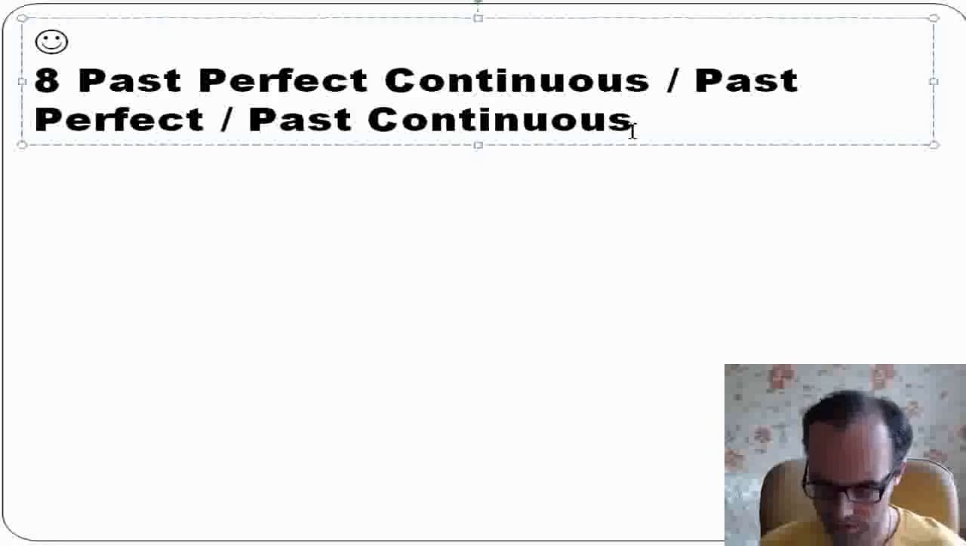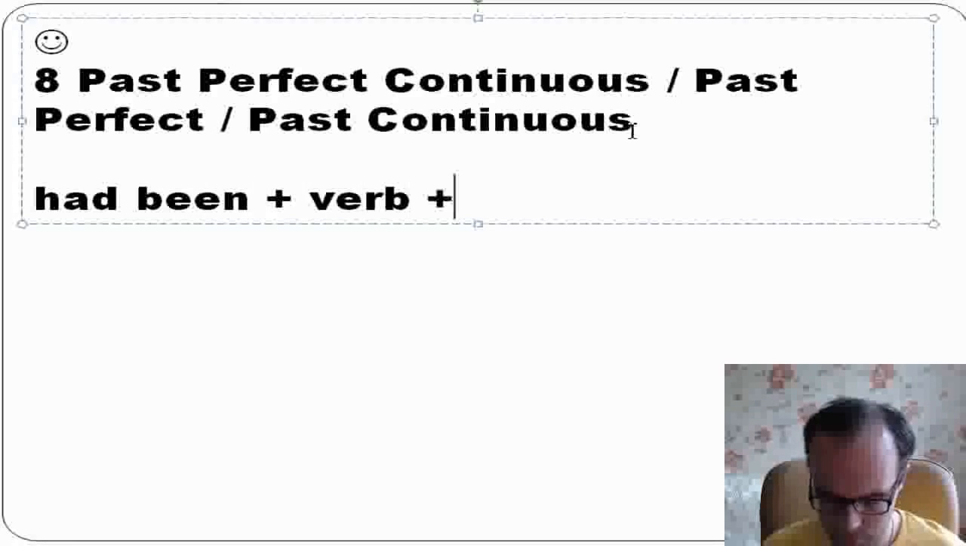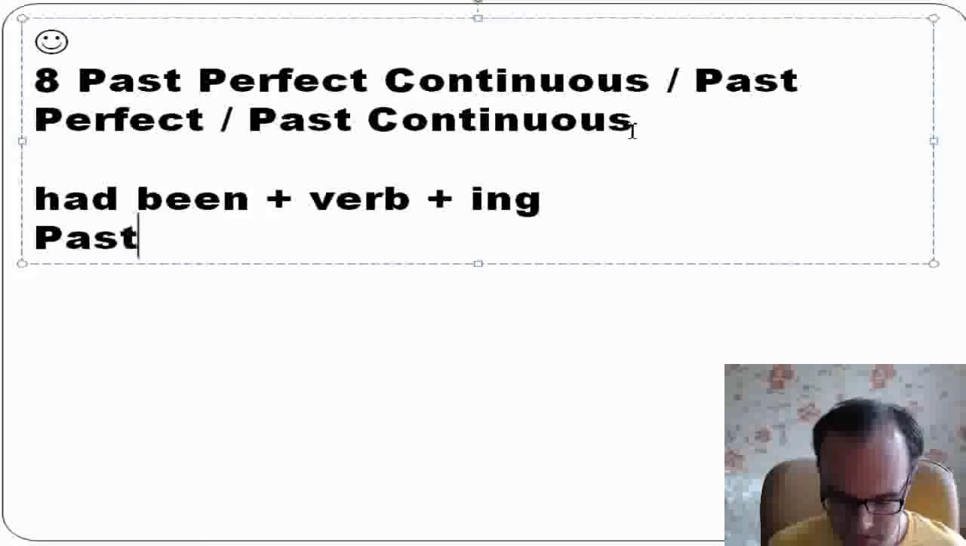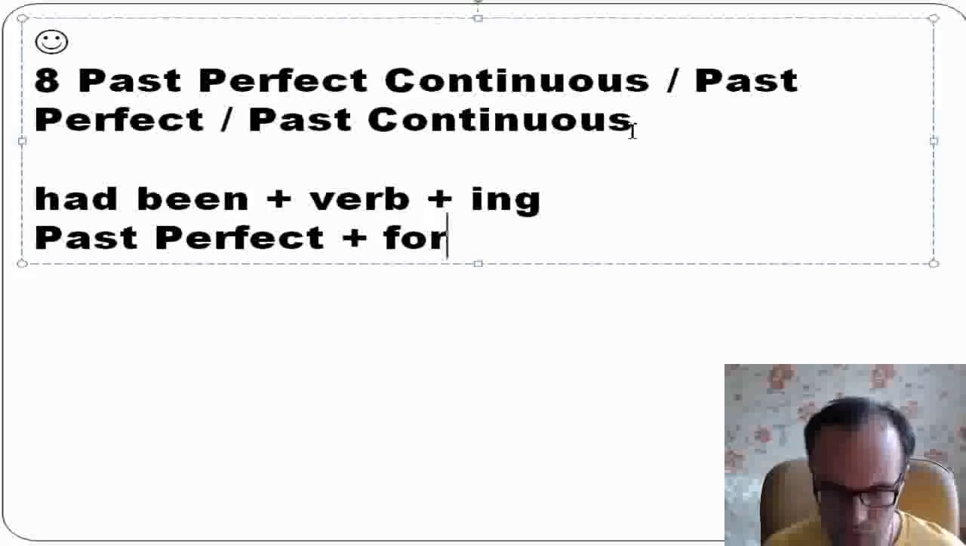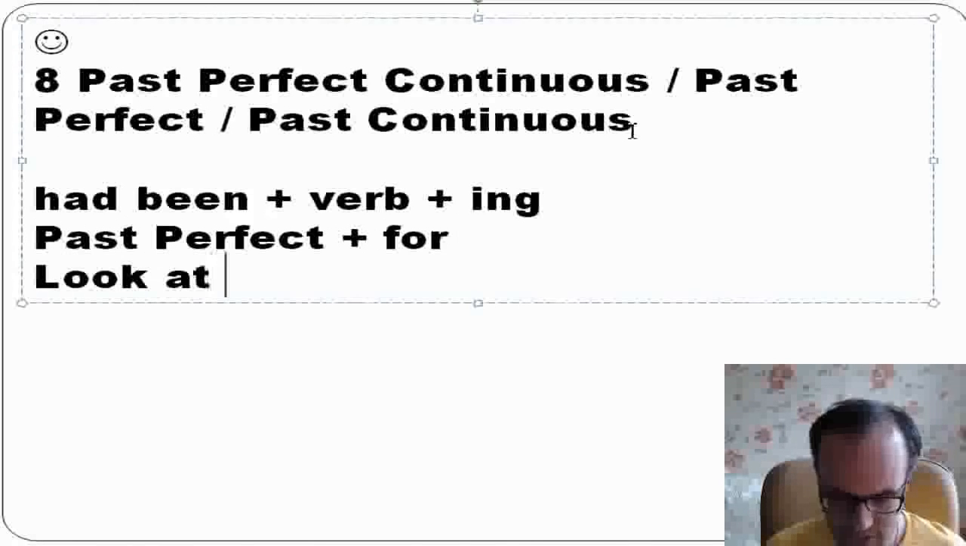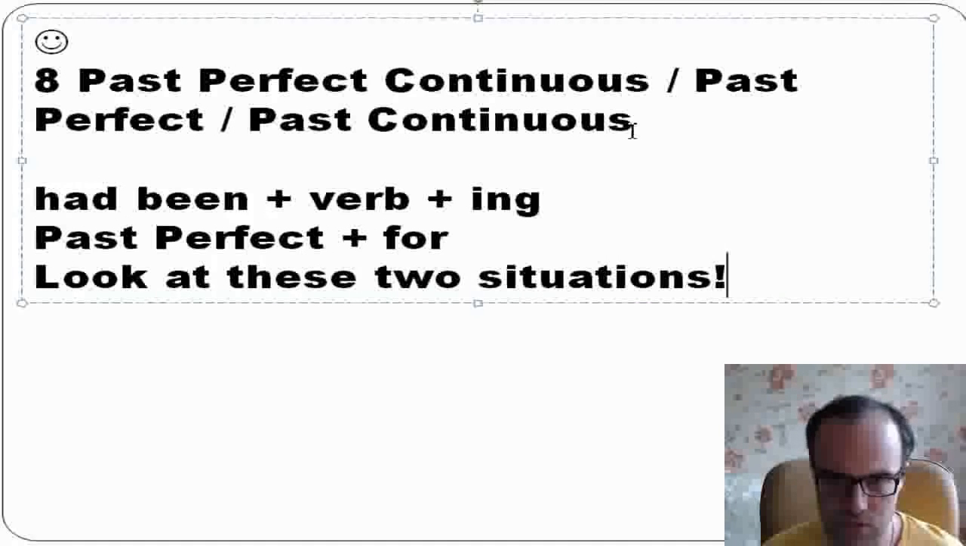Well, how do we form past perfect continuous? Had been plus verb plus ing. So what is past perfect continuous? Past perfect continuous is a past perfect plus for. It's like present perfect continuous when you have for. So it's past perfect plus for. Please look at these two situations.